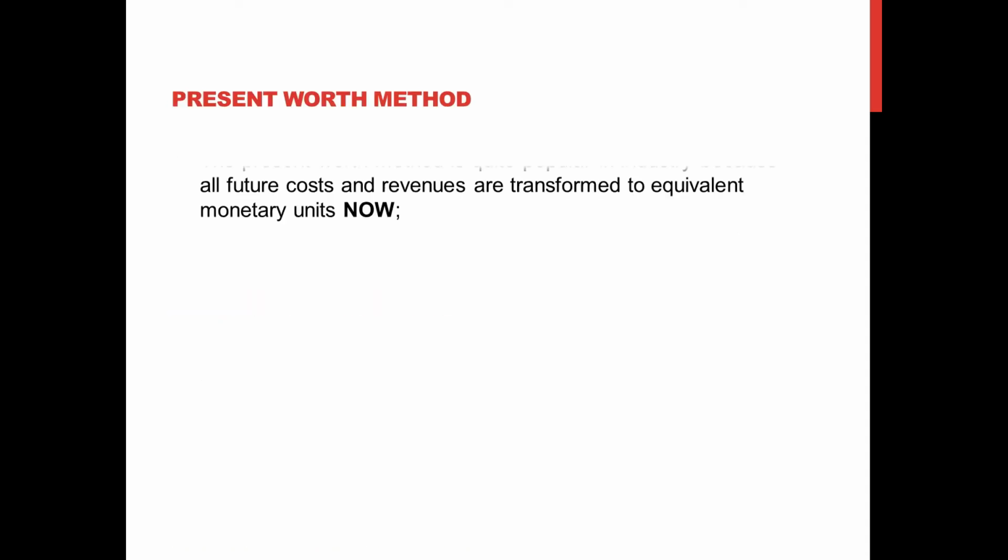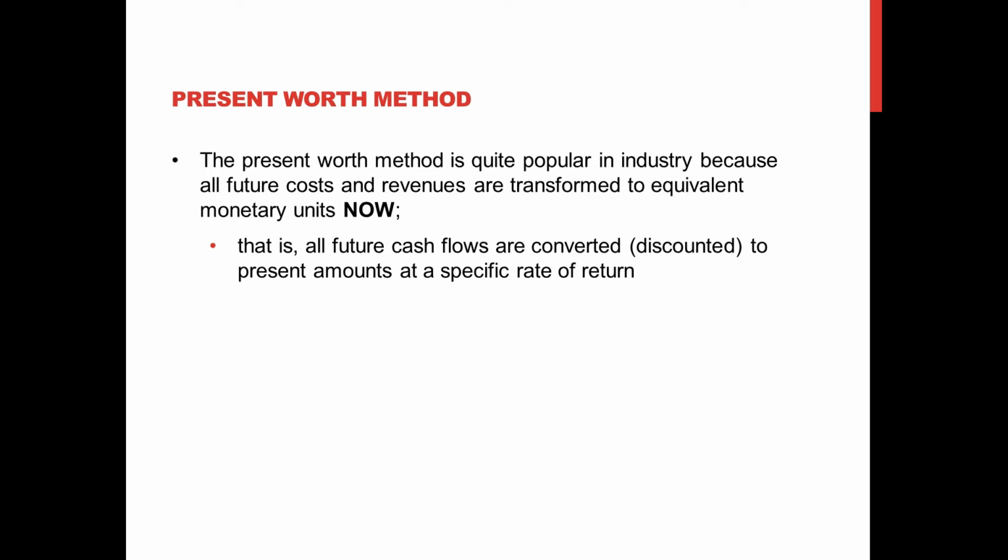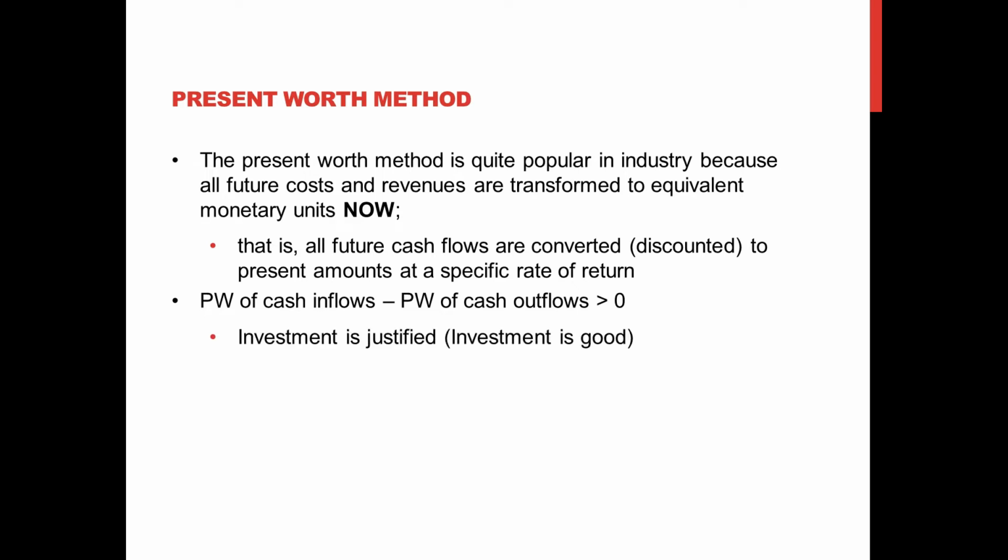Next is the present worth method. This is quite popular in the industry because all future costs and revenues are transformed to equivalent monetary units now. That is, all the future cash flows are converted to present amounts at a specific rate of return. So this is simply the difference between the present worth of cash inflows less the present worth of cash outflows. It should be greater than zero so that the investment is justified. So important notes here, depreciation is excluded.